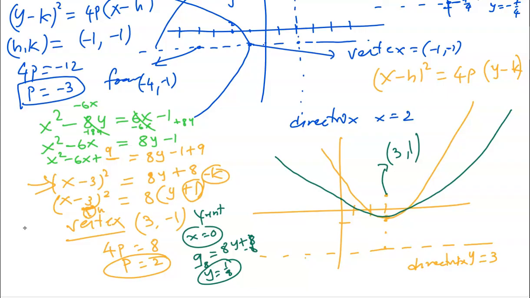So you need a p-value, a vertex, a focus and a directrix, and then this line, which we call the axis of symmetry. And what's the equation? It's going to be x equal to 3. You can just check that.